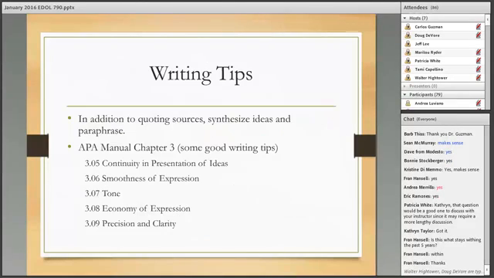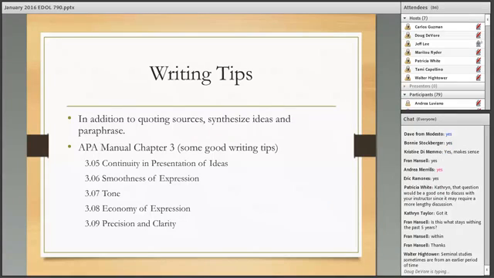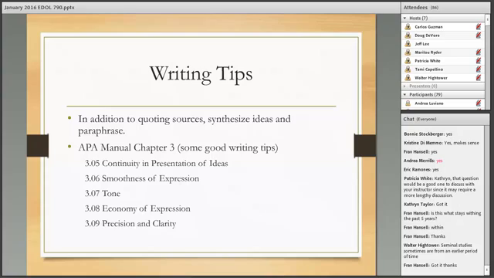Okay. So I want to transition to some writing tips, and I think writing tips really make sense here, because we talked about the what, and the writing tips really focus on the how. How are you going to do this, right? So a couple of tips here. In addition to quoting sources, we would like to see you synthesize ideas and even paraphrase, okay?